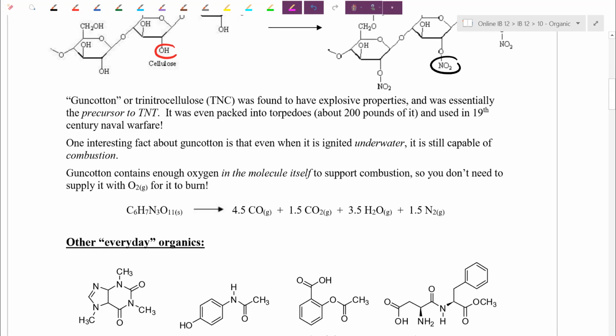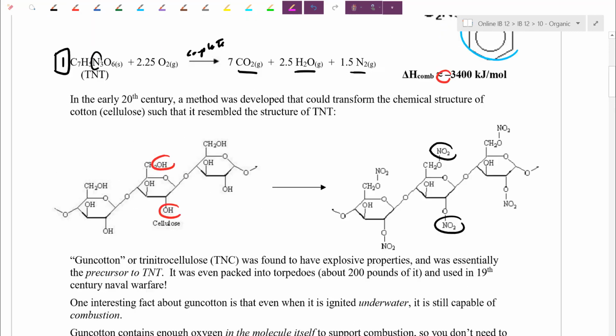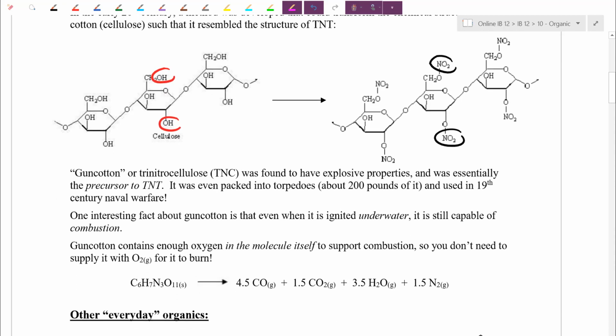One interesting fact about this gun cotton here is even if you are underwater, it's so exothermic that it can actually be ignited. So this would be useful for like an underwater flare. All right, so it would be really useful. Gun cotton contains enough oxygen inside of itself that it can actually support combustion. You don't actually need to supply an external supply, although an excess oxygen from the outside would actually be good.